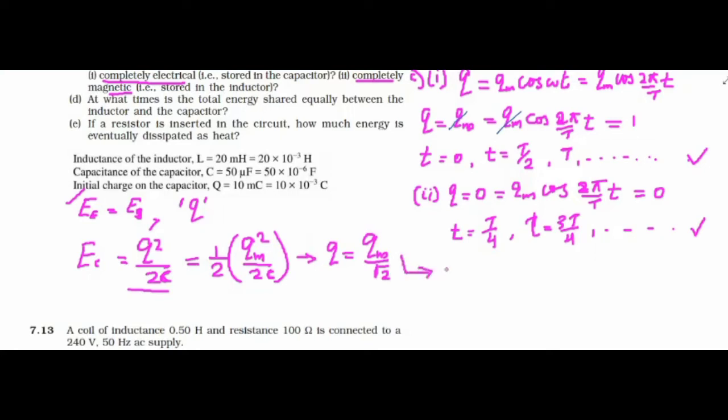Therefore, you will get Qm divided by root 2 is equal to Qm into cos 2π/T into t. Now here you can see Qm will be cancelled, so that you will get cos 2π/T into t equal to 1 by root 2.